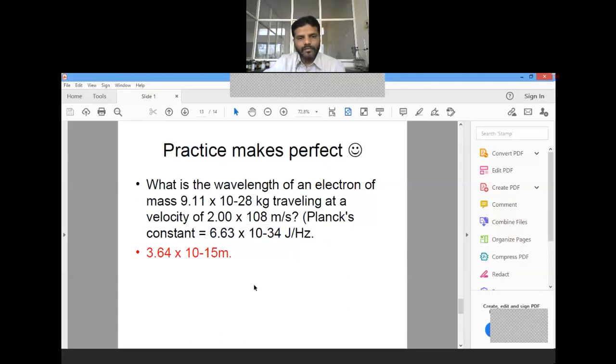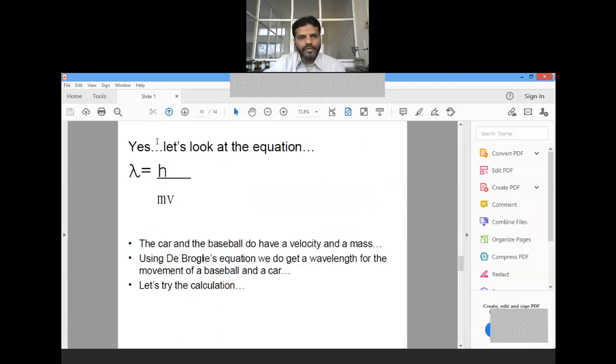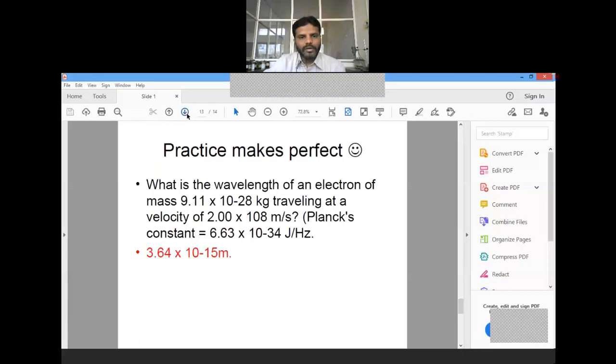Then v is also given, that is velocity 2.0 into 10 to the power 8. Now keep these values in the equation lambda is equal to h upon mv. After calculation, we got 3.64 into 10 to the power minus 15. So this is the concept. What is the concept of de Broglie's?